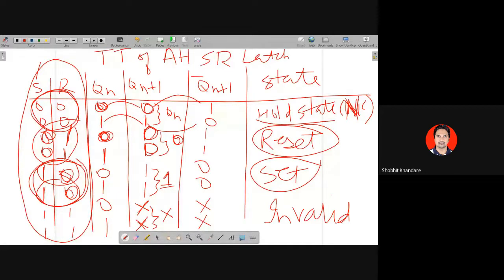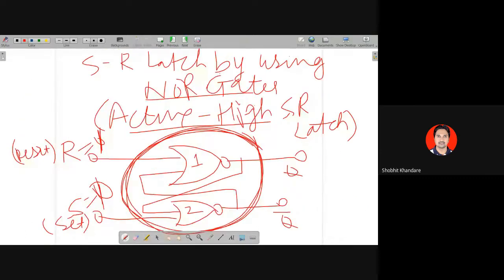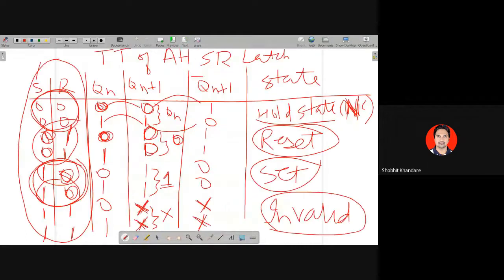So when S is equals to 1 and R is equals to 1, you can say it is undefined. That is called as an invalid state. You can cross check by using this particular design. Have you understood this truth table? Yes, sir.